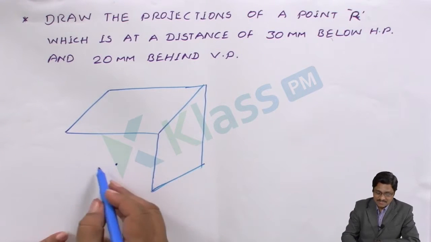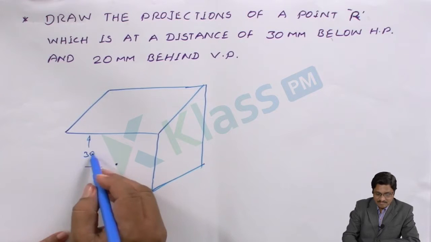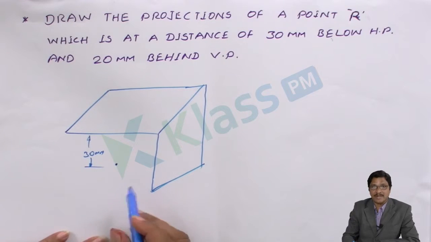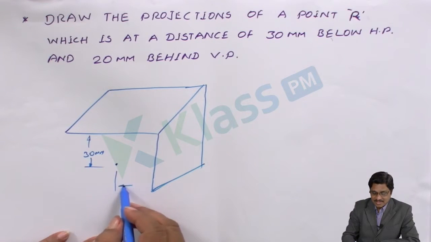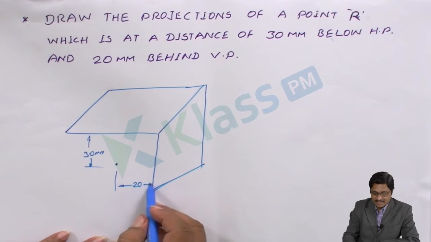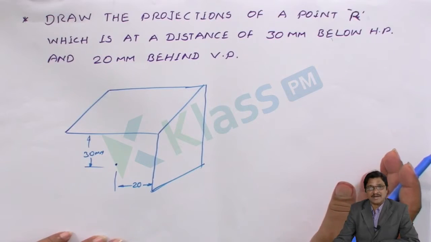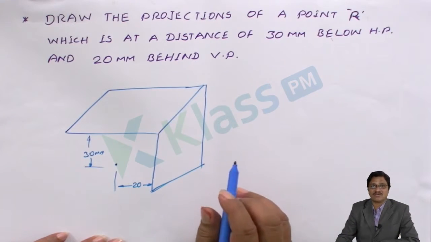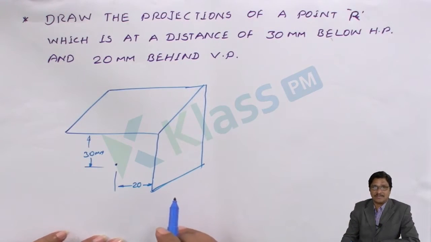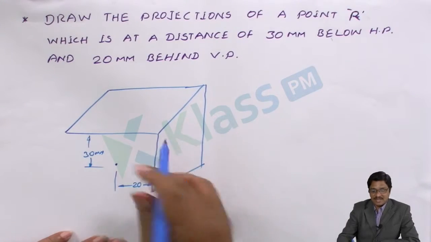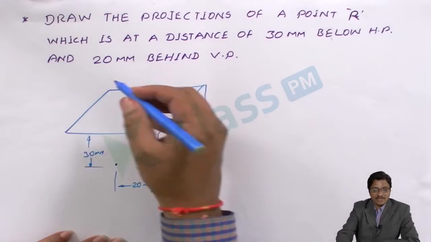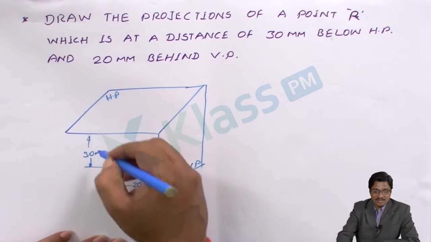So what is the condition? It is 30 mm below the horizontal plane. At the same time, it is 20 mm behind the vertical plane. Always the view directions are standard. You have to think, you have to stand at the right side and you have to view from the top. This is the standard direction advised to follow. So when standing like this, you get behind the vertical plane. When you view from the top, it is below the horizontal plane.